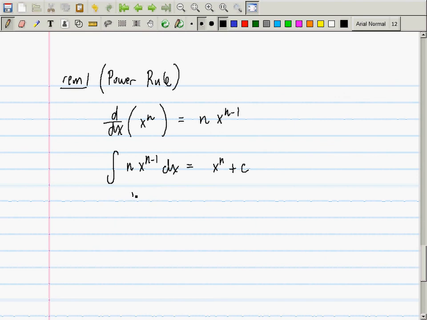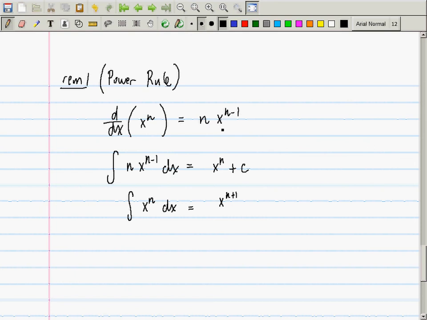What we need is something that looks like this, the antiderivative of x to the n dx. We're going to figure it out like this. When you're computing a derivative, you subtract 1 from the exponent. So when you're doing the opposite procedure, you won't subtract 1, you will add 1. That's going to be part of it.